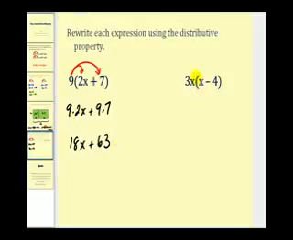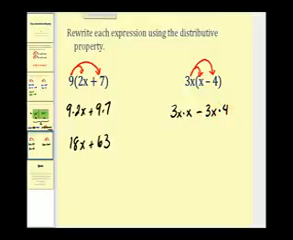And on the last example, we'll distribute the 3x, so we'll have the product of 3x and x, and the product of 3x and 4. So we'll have 3x times x minus 3x times 4. Well, 3x times x would be 3x squared, minus 3x times 4. We can multiply the 3 and the 4, so we'd have 12x.